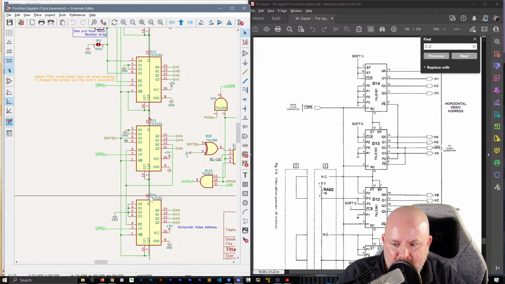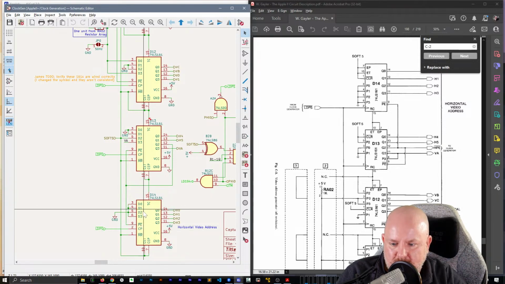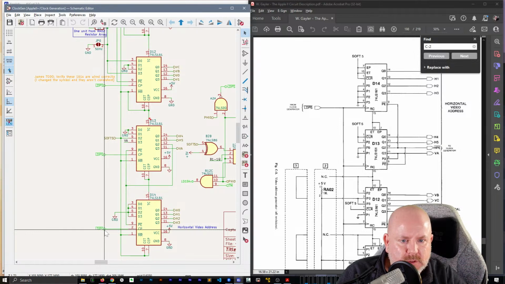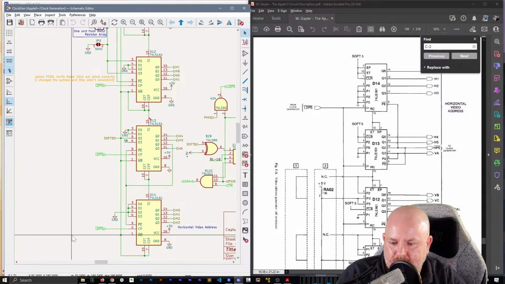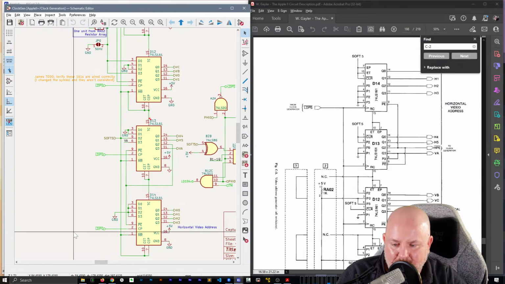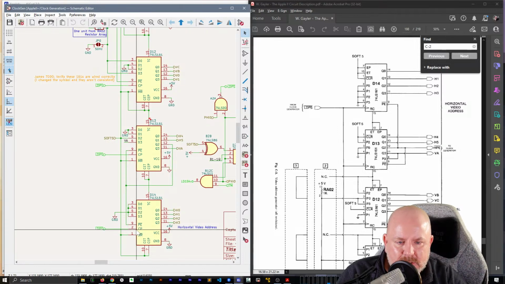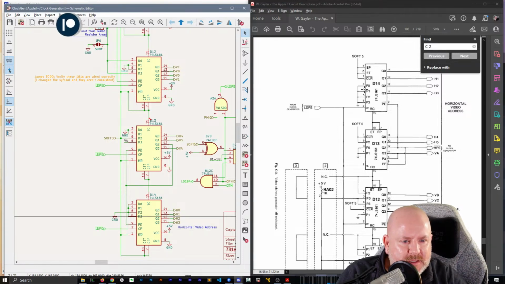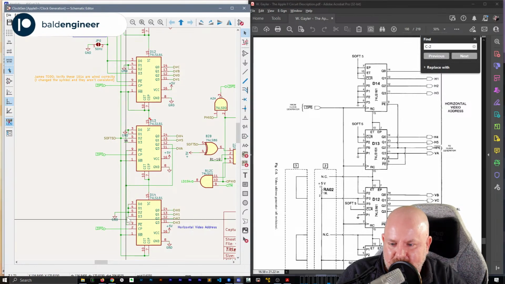On 14, pin 2 goes to load, I don't know what PS is, I forgot. And then let's see, 3, 4, 5, and 6. So 3, 4, 5, and 6 are grounded.